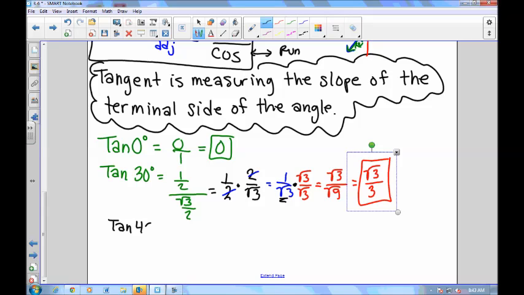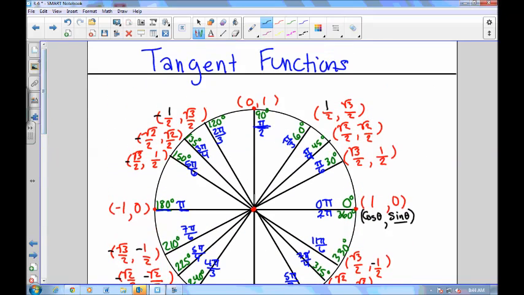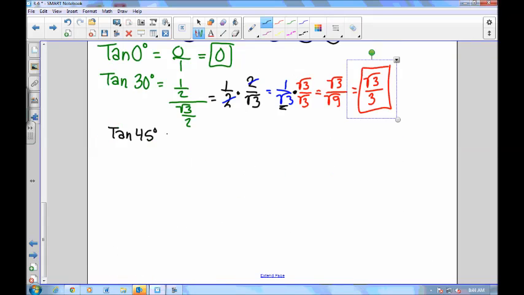We're just doing the first quadrant right now by hand. Tangent 45, Heather. Sine divided by cosine. What is the sine, Heather? Good, and what is the cosine? So what happens when you divide root 2 over 2 divided by root 2 over 2? Anything divided by itself is 1. That's nice. That's an easy one. 45s always come out nicely.